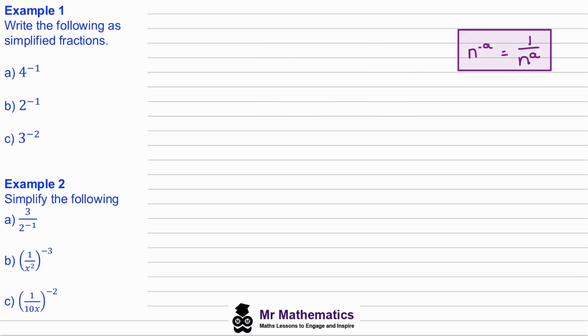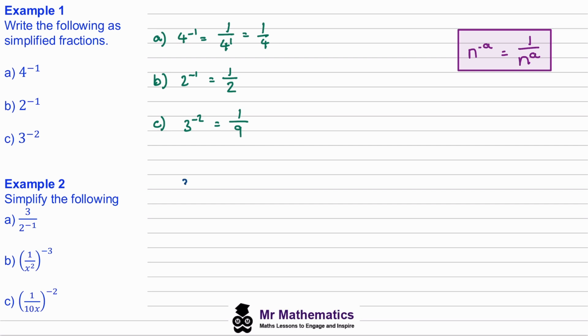So if we begin with question A, we've got 4 to the power of negative 1. Well, the negative will give us 1 over, and it will be 4 to the 1, which is 1 over 4. For question B, 2 to the negative 1, again the negative will give us 1 over, and that'd be 2 to the 1, so this will become 1 half. Question C, 3 to the power of negative 2, the negative will give us 1 over, and then we'll have 3 squared, this will be 9. Okay, so now we can write negative powers as a simplified fraction. We'll try the questions in example 2.